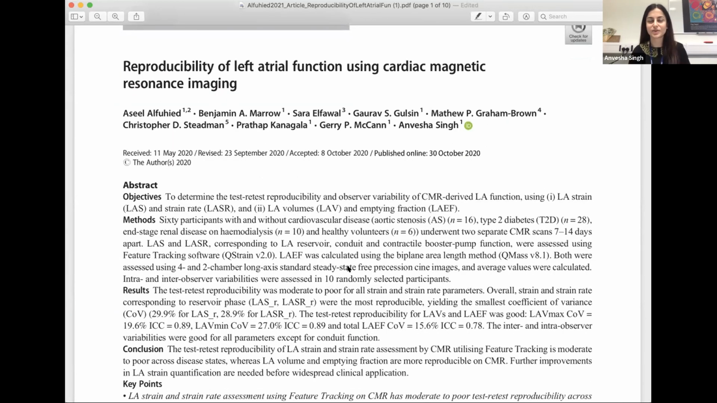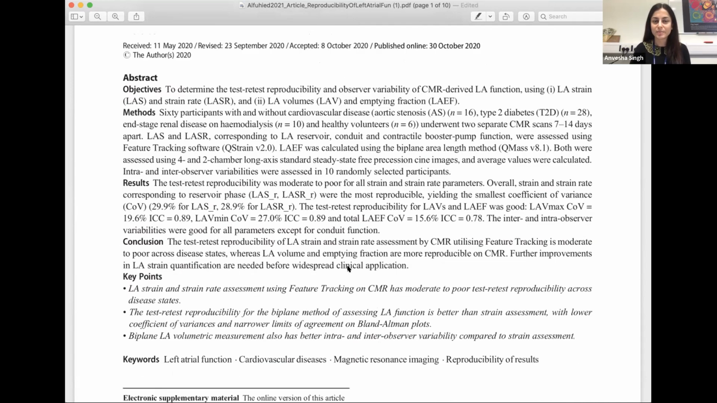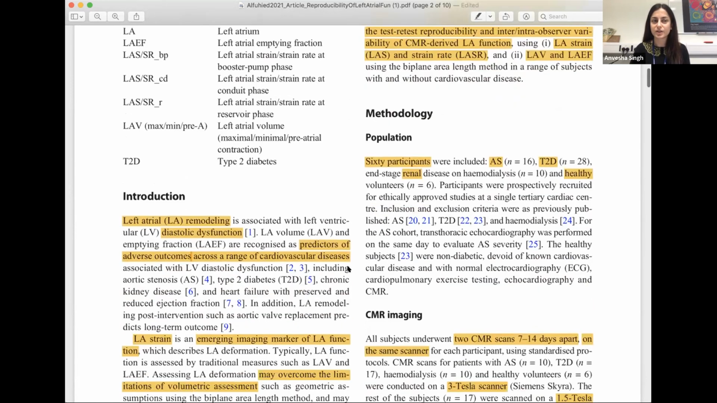Great, thank you. So thank you so much for the invitation to present our paper. We're delighted to do that today. Our paper, as Bettina mentioned, is about reproducibility of left atrial function assessment using MRI. So before I begin, just a very brief introduction to the topic.